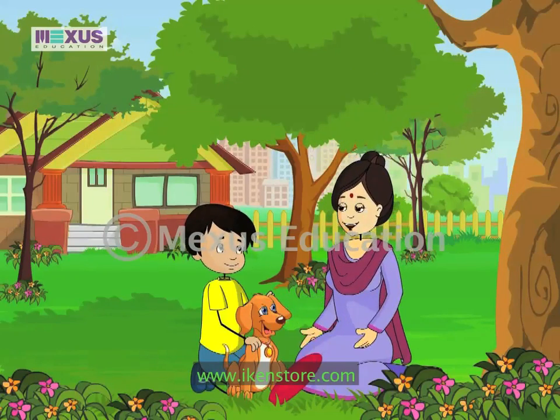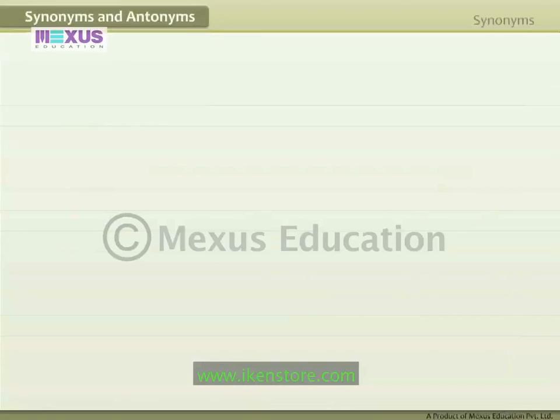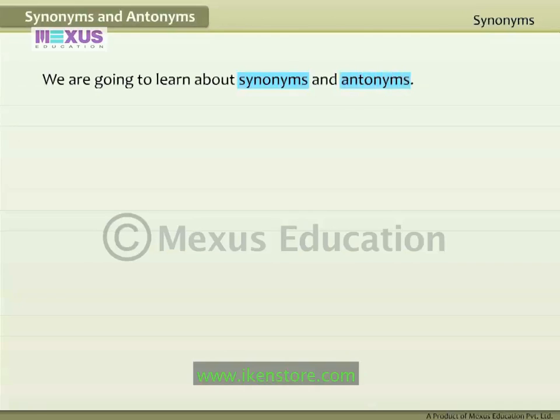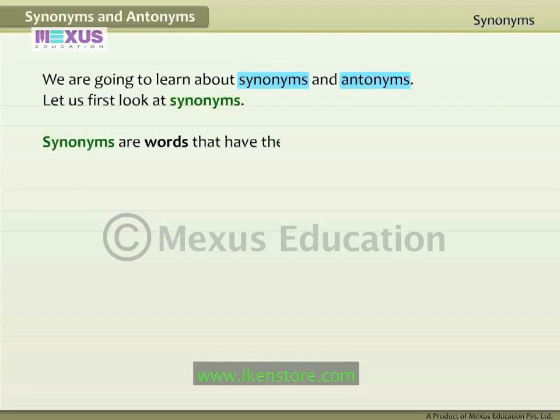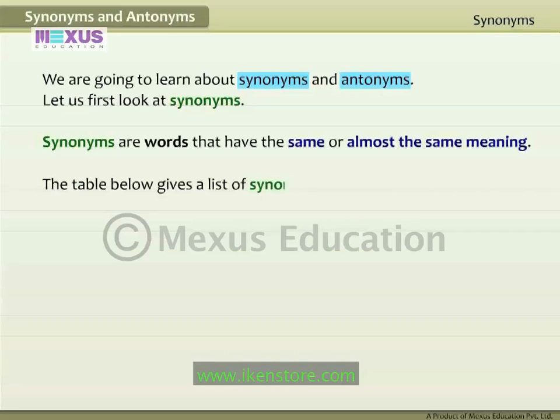Kevin is curious to learn more, so his mother decides to tell him about synonyms and antonyms. Come on, it is time for us to learn about synonyms and antonyms. Let us first look at synonyms. Synonyms are words that have the same or almost the same meaning. The table below gives a list of synonyms.